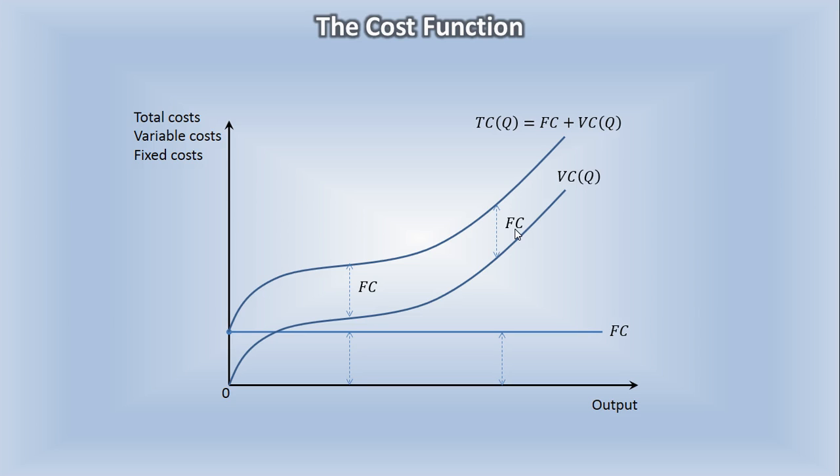So therefore, the variable cost is exactly the same shape as the total cost function, and it's just shifted down by the distance of the fixed cost. So at this level of output, this is our variable cost, this is our total cost. The difference between the two is the fixed cost.